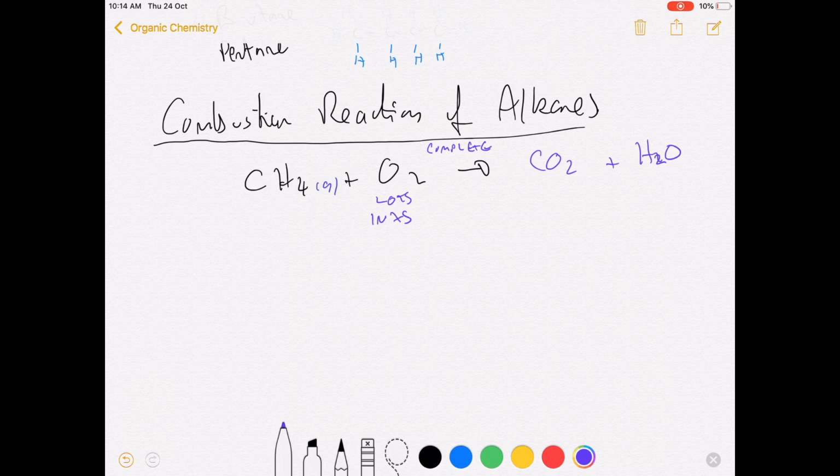CH4 is a gas, oxygen's a gas, CO2 is a gas. This is going to be gaseous as well because we're burning. It's going to be really hot. This is exothermic, okay, because it's a combustion reaction.